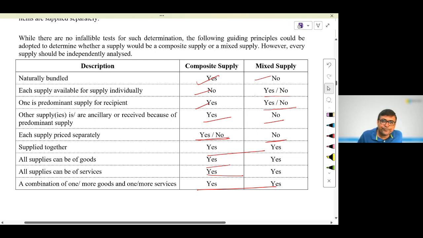Any question? Anyone have any doubt? Any question? Anyone? If anyone has any query, please. Anyone have any query? Okay.